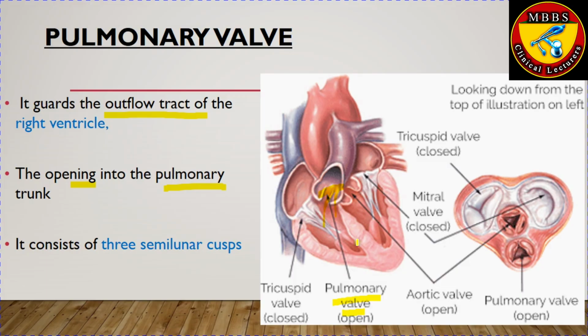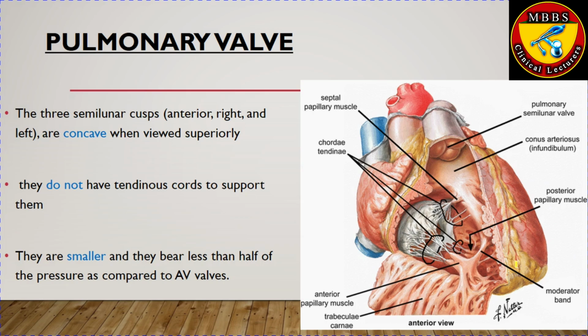The pulmonary valve is made up of 3 semilunar cusps. Now look into the figure. This is the pulmonary valve and you can see it is made up of 1, 2 and 3 semilunar cusps. Cusp, or you can say the leaflets. So the 3 semilunar cusps are the anterior, right and the left cusps.